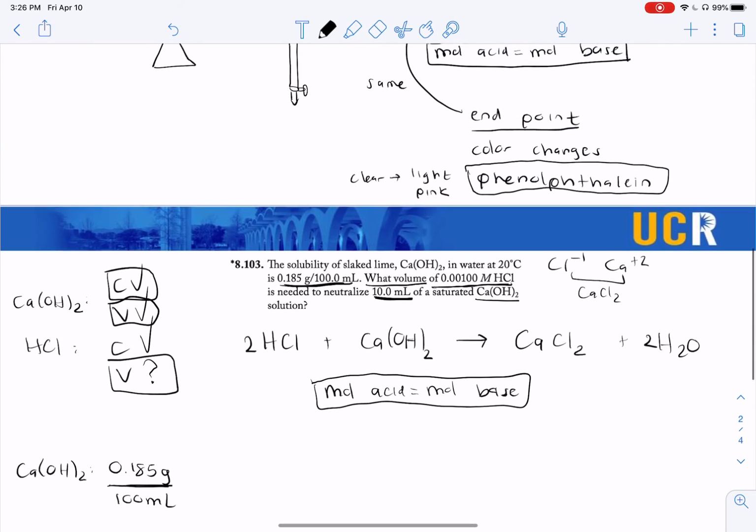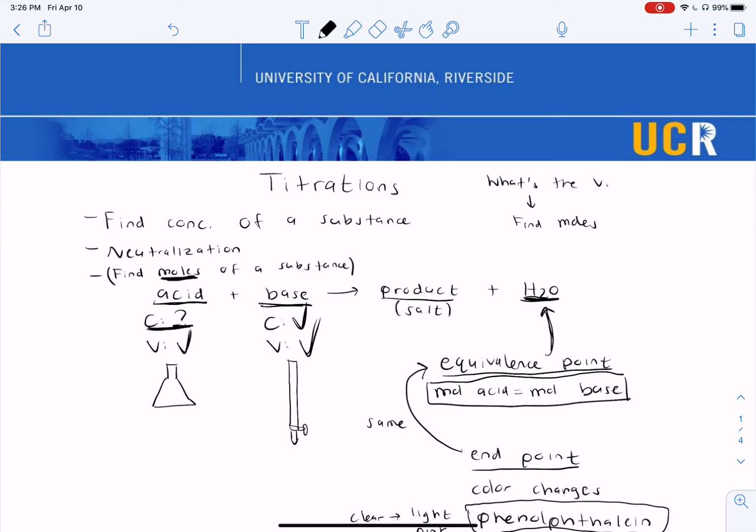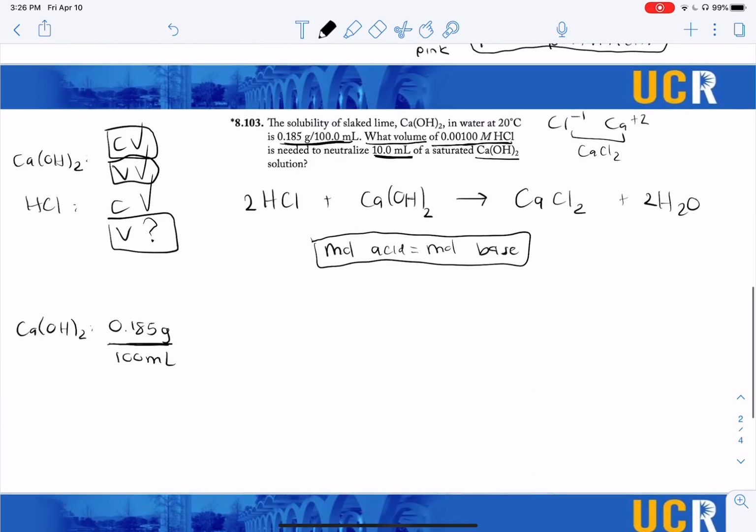And remember when we discussed earlier, I like to think of titrations as finding the moles. So I always try to find the moles first. So that's another big takeaway: find moles. And then you can find everything else if you find the moles. Okay. And then we know the volume of Ca(OH)2, and that is 10 milliliters. So now the milliliters cancel out. But we're still in grams of Ca(OH)2, and we want to convert to moles. So we have to use the molar mass of Ca(OH)2 to convert to moles.